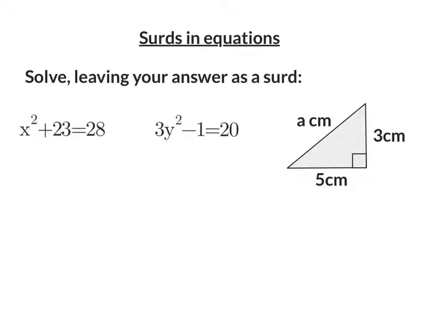In this video, we're looking at surds in equations. And for each of these two equations and then the example on the right, we're going to leave our answer as a surd. So let's start with the first one. x squared plus 23 equals 28.